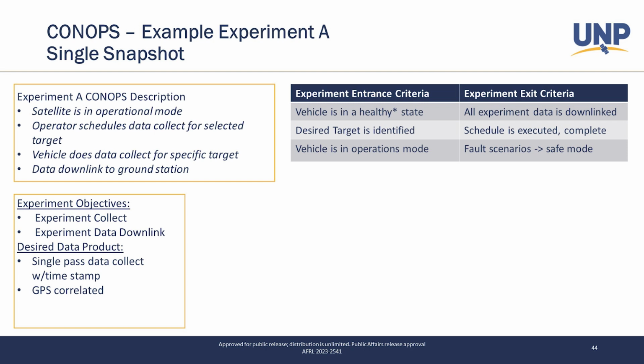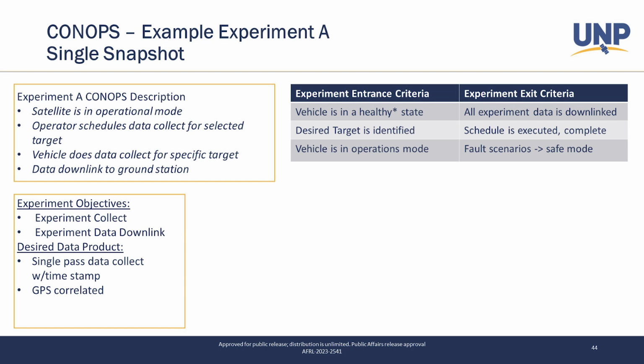What are the ways I could get out? And they are not necessarily serial. Maybe there's several ways you get in and several ways you get out, depending on how it goes, right? So an example, your experiment entry criteria is, okay, maybe all of these are required. So I say the vehicle is in a healthy state. I'm an operator, I can check that. The target is identified. Someone told me what they want to see, and the vehicle is in operations mode, and I commanded it that way.